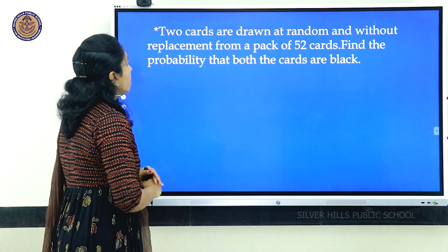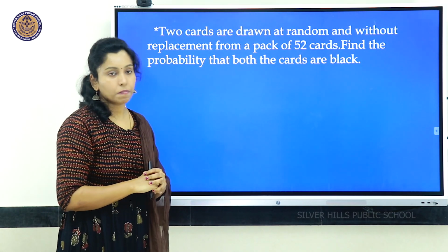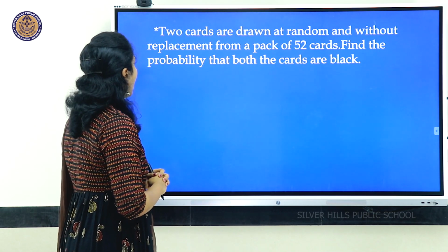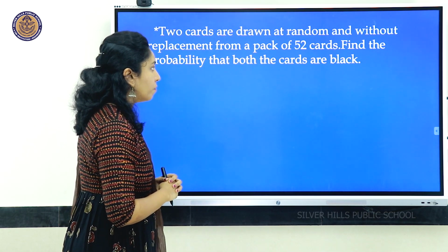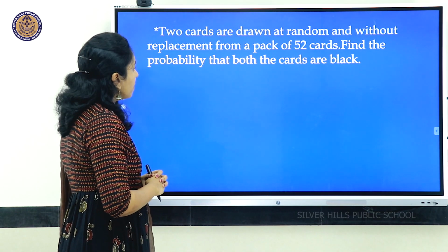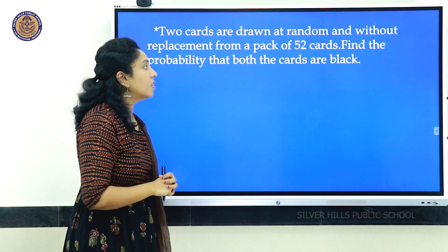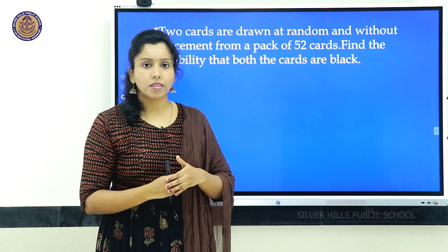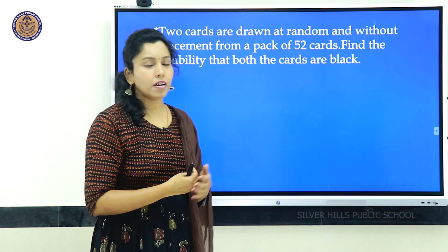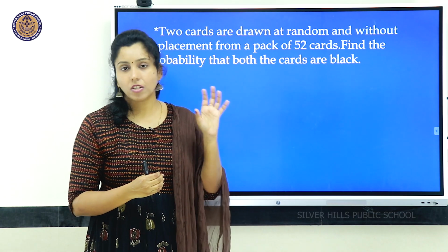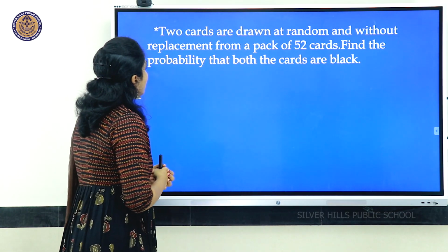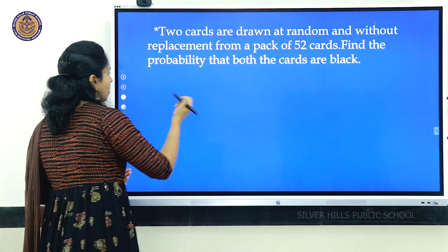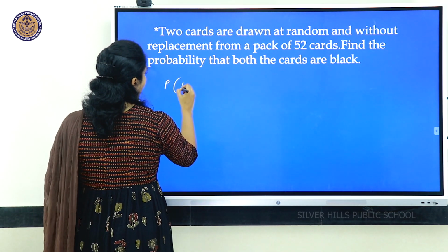Now we will do one example. Two cards are drawn at random and without replacement from a pack of 52 cards. Find the probability that both the cards are black. It's a combination of the multiplication theorem, and in between independent events and dependent events, such questions also come. So, what is the probability that both cards are black? This is our multiplication theorem only.